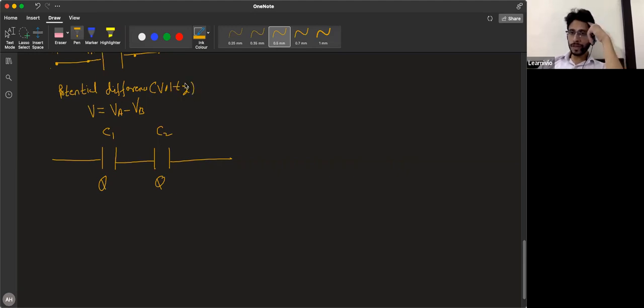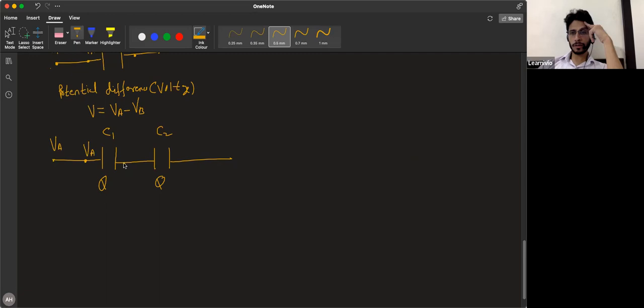Now we have to decide whether the potential difference across both the capacitors is the same or different. Here this is VA. What is the value of potential at this point? Ishma, this is VA. Then how much is this one? Will this be VA? This is also VA. No.